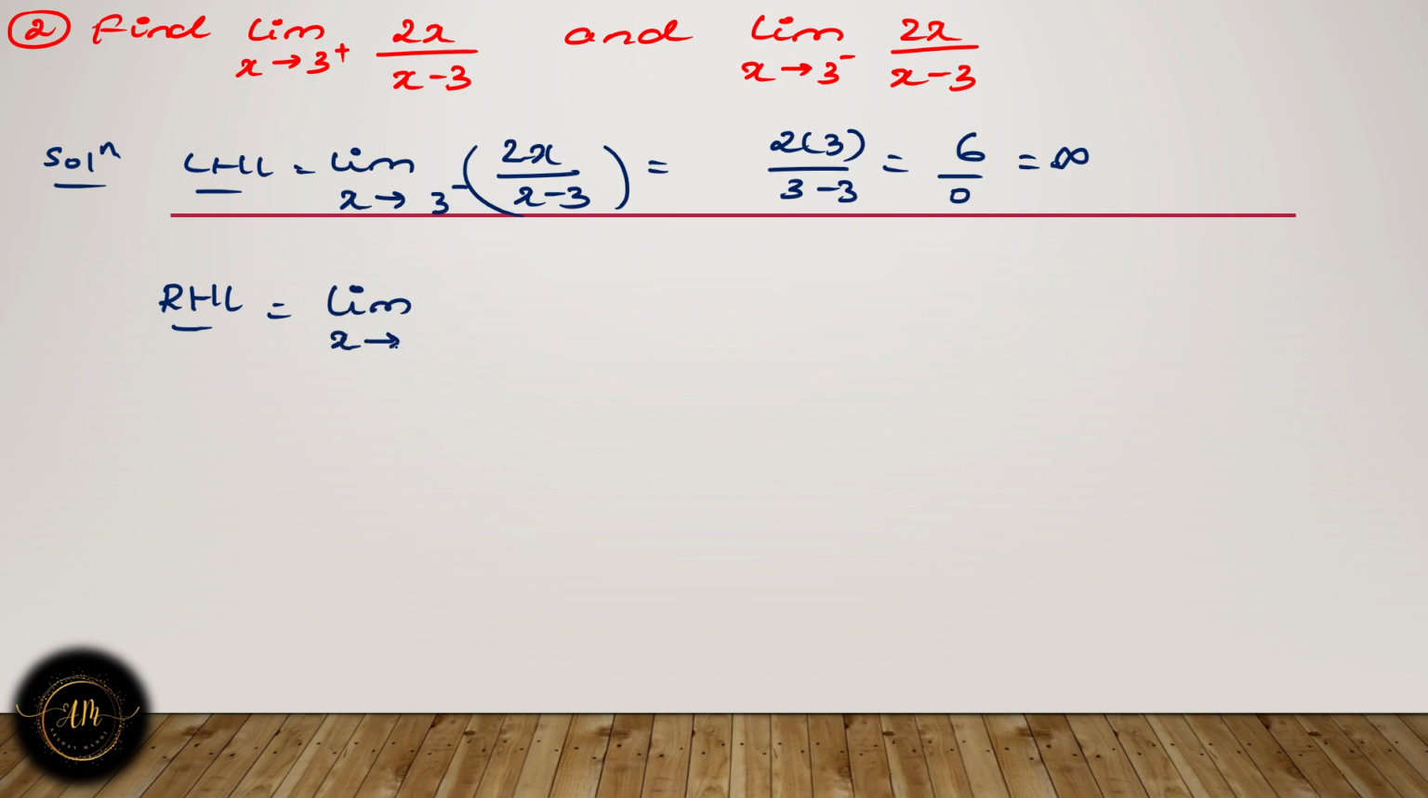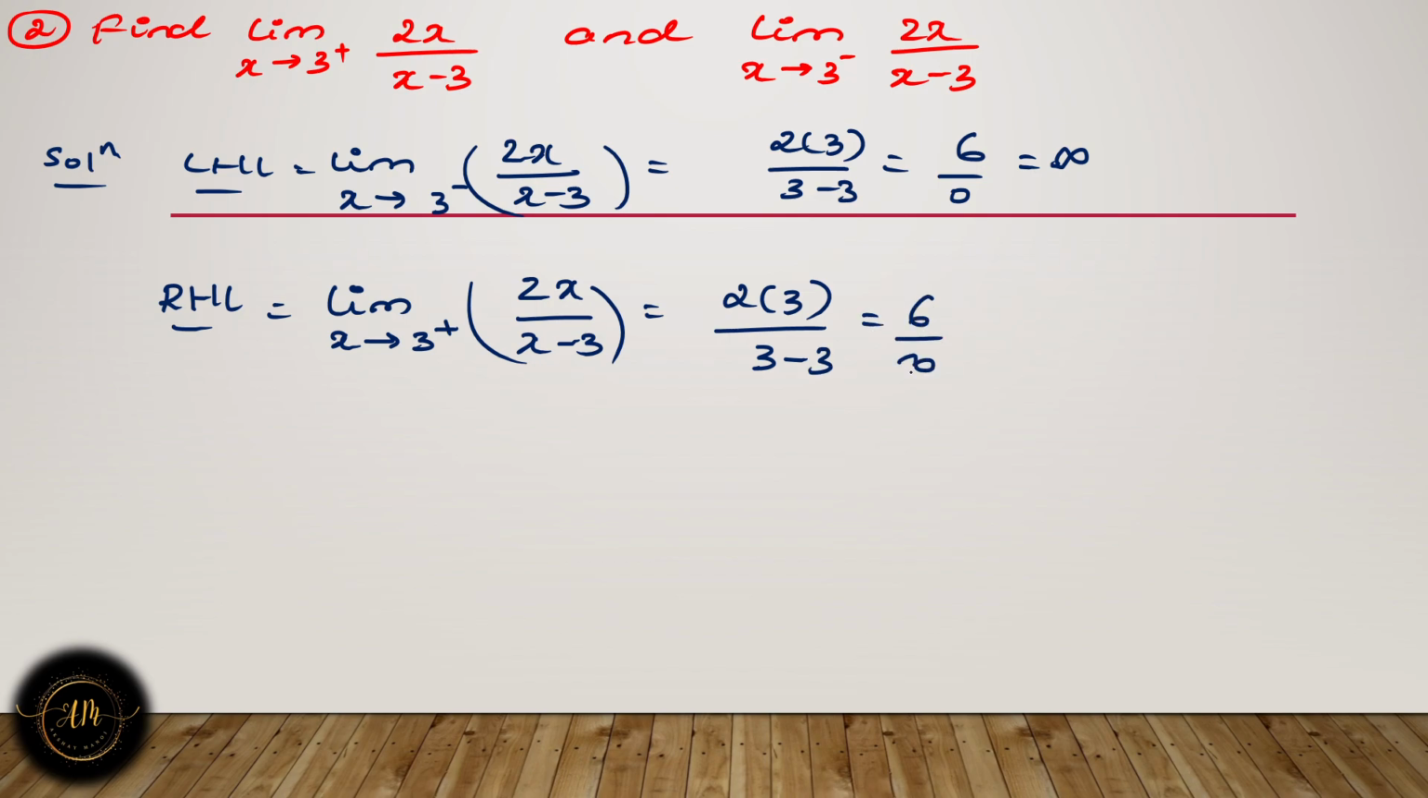Limit as x tends to 3 plus of 2x divided by x minus 3 is equal to 2 into 3 divided by 3 minus 3, 6 by 0, which is equal to infinity. So what can we conclude by this? So your left hand limit is equal to your right hand limit.